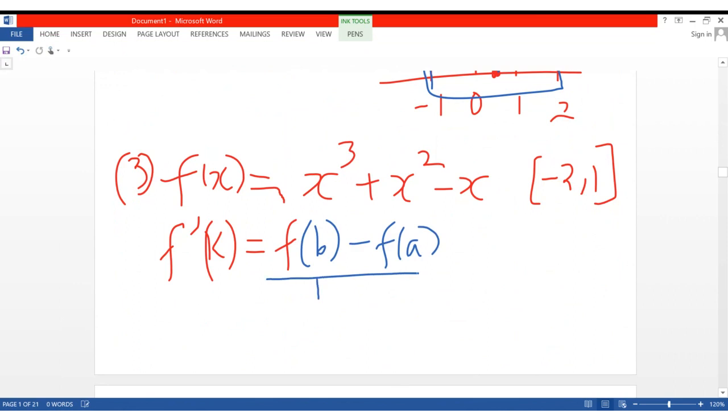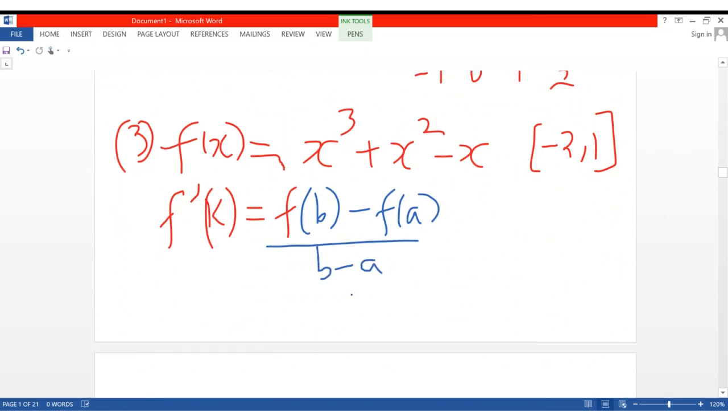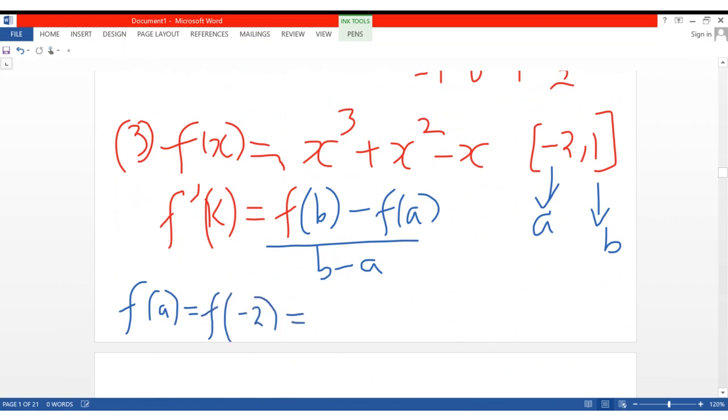Now, what we need is to find our a and our b. Given this interval here, this one will always be your a, and this one will always be your b. Always a and b. So what I need from this one, I'll first of all get f of a. You can start with f of b, no problem, or f of a, it doesn't matter. So I'll start with f of a. Our a is -2, so I'll replace -2 in the equation. I'll get -2 raised to power 3 plus -2 squared, and then minus, and you have to put brackets because our a is -2.